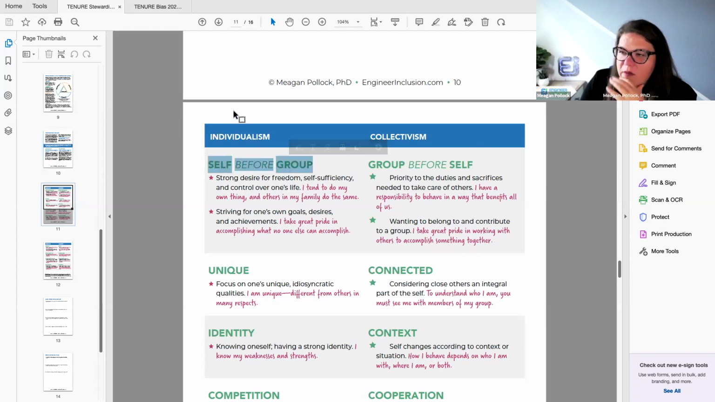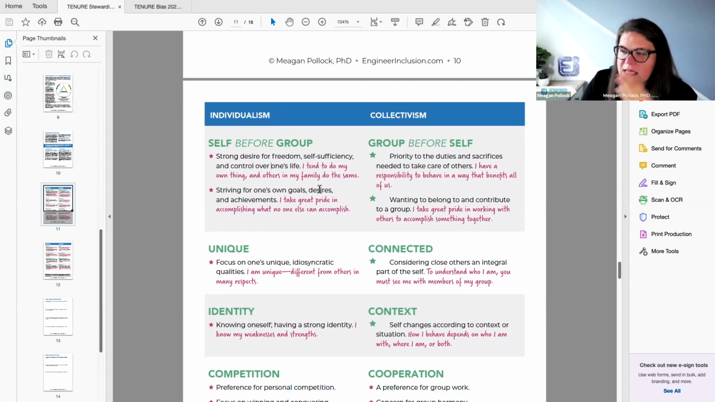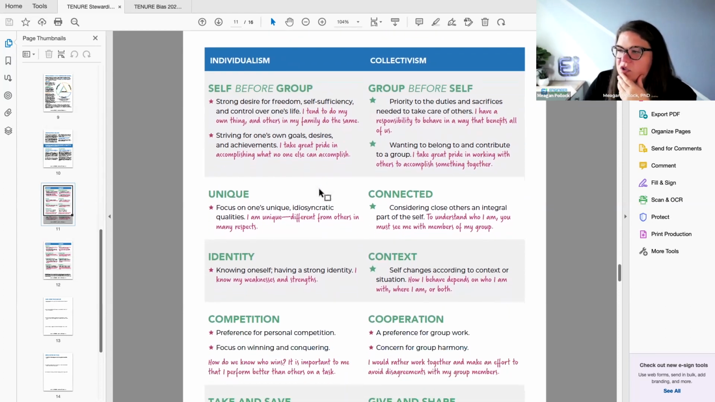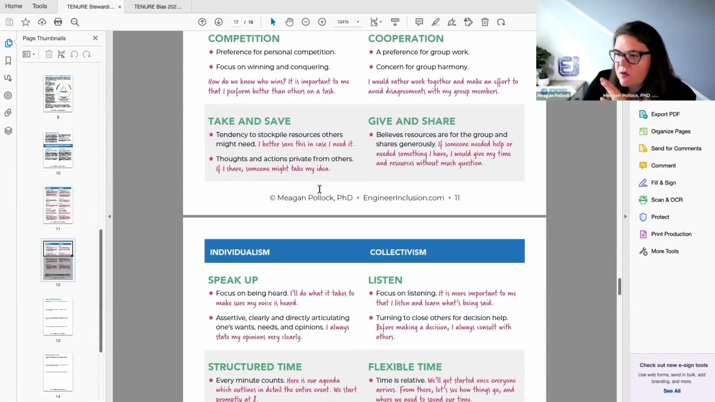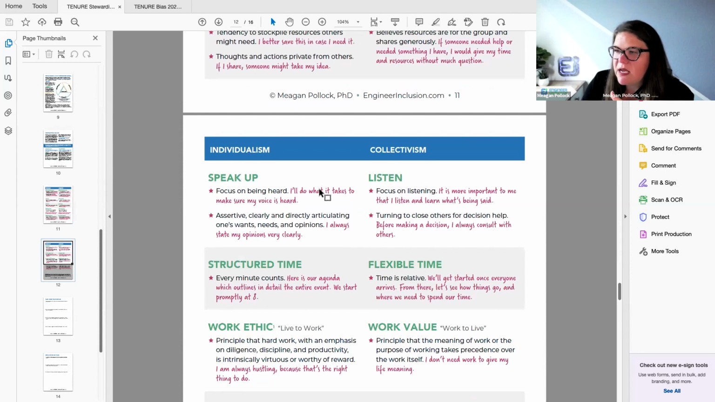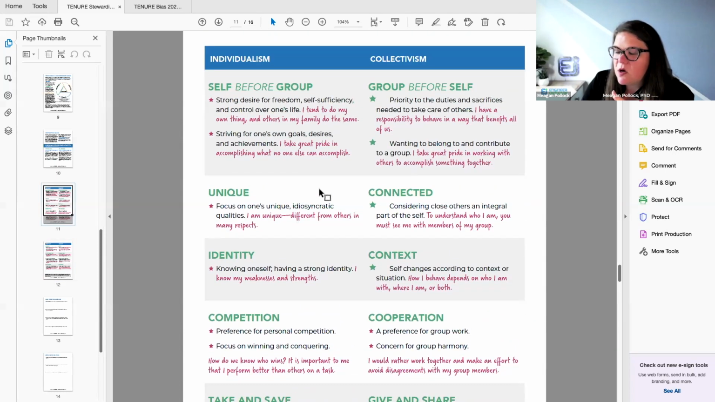For each column, you've got individualism and collectivism, the key concepts, some examples, and then the pink is how someone might think or say and how that might manifest and show up. You can use this if you want to learn more about it, but some of the key differences are individualism has a preference of self before group, whereas collectivism is group before self.